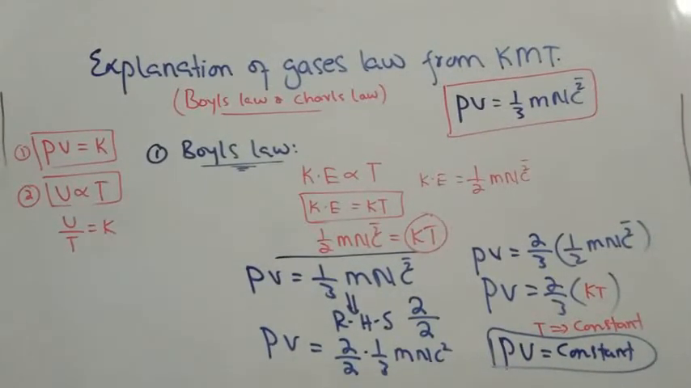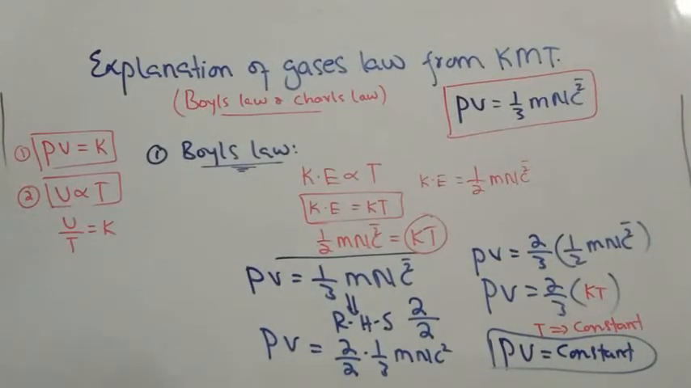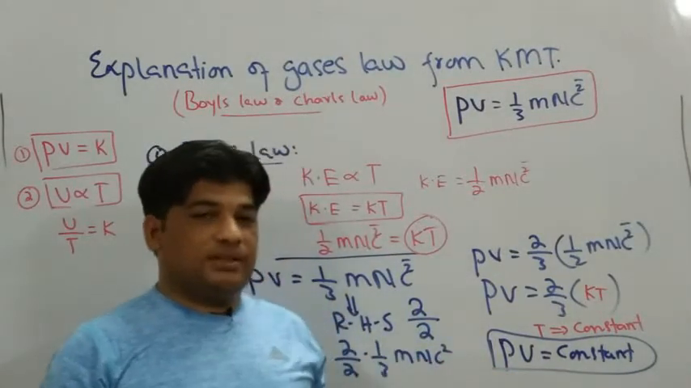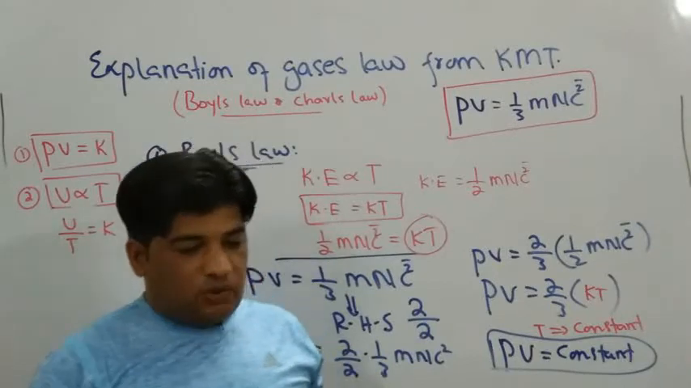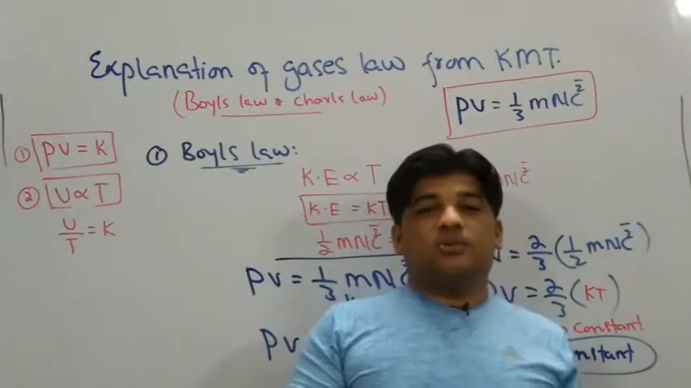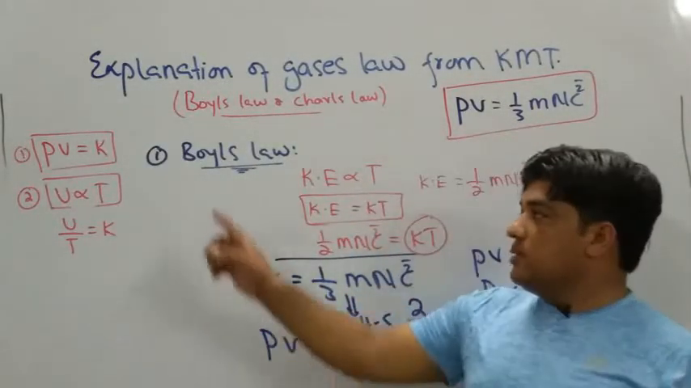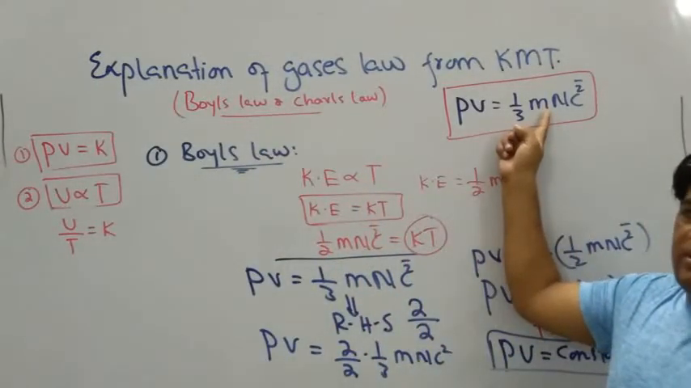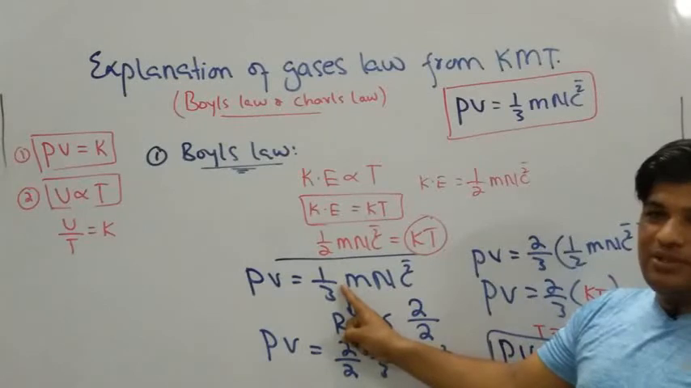PV is equal to a constant. One of the most important questions: how can you prove Boyle's law from the kinetic equation? We start with PV is equal to 1/3 mnc square. So that is the kinetic equation.